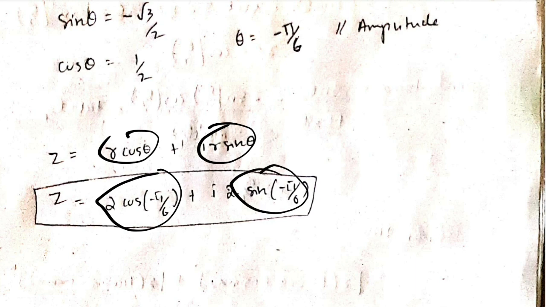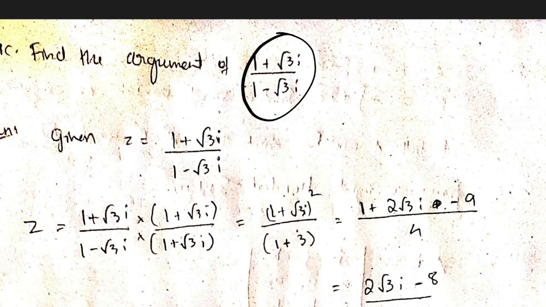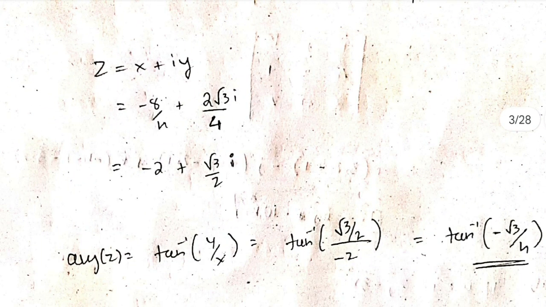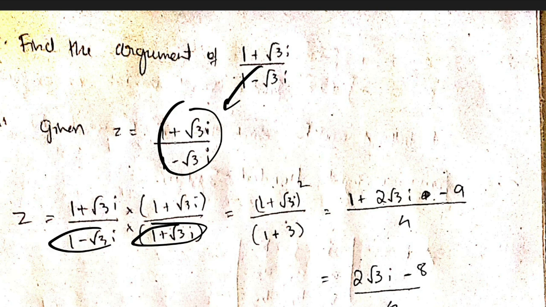The next question is about the argument of this given term. What is the argument? We have to express it in this form and find out the angle of the given equation. That's nothing but the argument. So first write the equation which is given here, then normalize the denominator. If it is 1 minus root 3i, multiply with 1 plus root 3i.